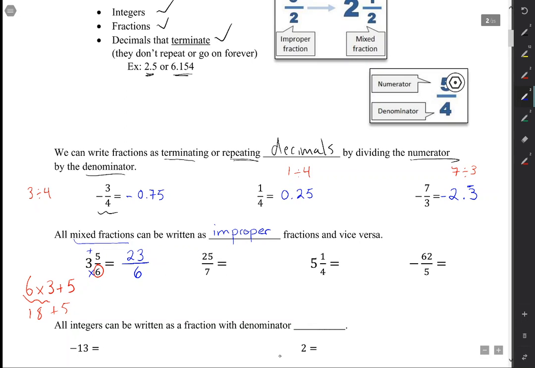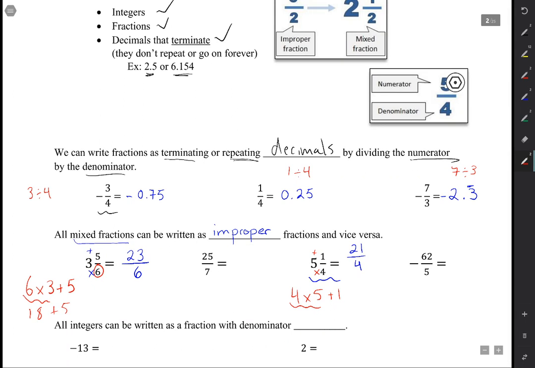Let's try the same thing. We're going to skip over to this one here because it's the exact same thing. So this time we are going to do 4 times 5 plus 1. So 4 times 5, we get 20, and then plus 1 gives us 21. So our answer is going to be 21 over, and the denominator stays the same, 4. So 5 and 1/4 is equal to 21 over 4.